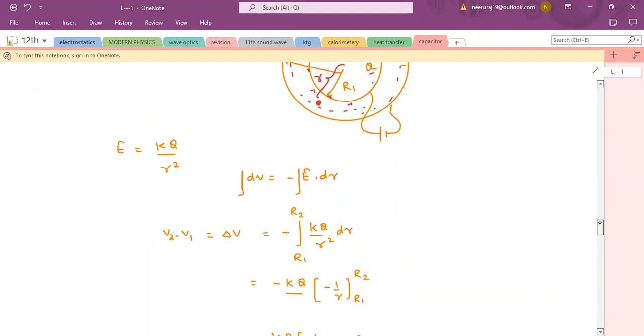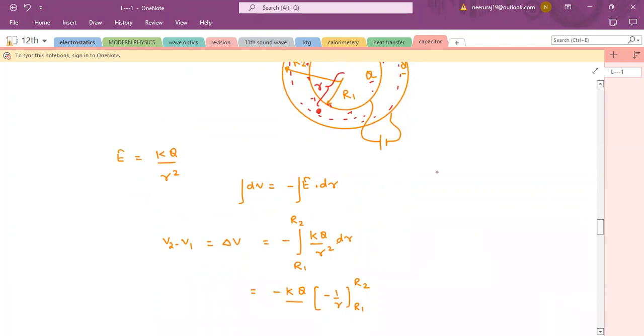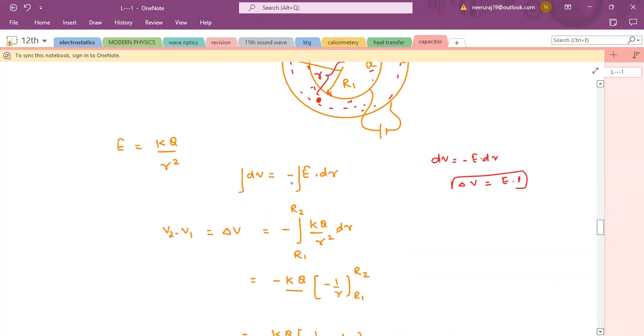To find out the potential difference, there are two formulas. If the field is variable, the formula is dV equals minus E dot dr. If it is constant, the formula is dV equals E dot L. Remember this, right? Here the electric field is variable, so we will use this formula. Change in potential equals this. Now, bacho, put the value of the electric field into it. dr is changing from R1 to R2, the second plate potential is V2, the first plate potential is V1, so V2 minus V1 is nothing but the change in potential, right?